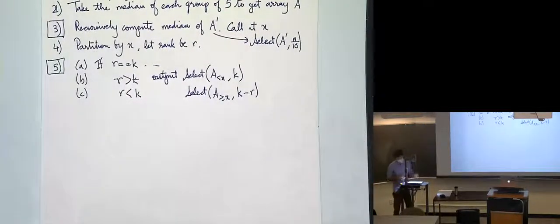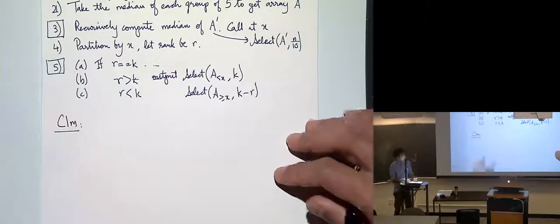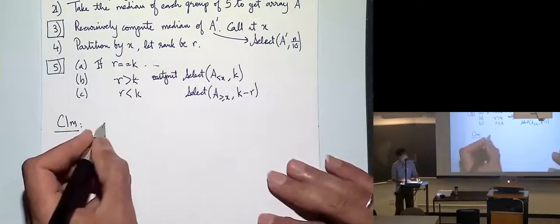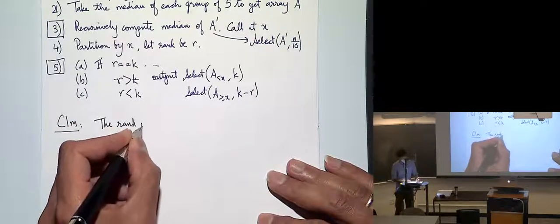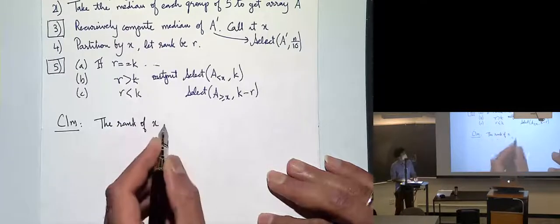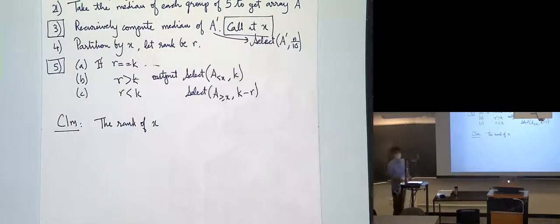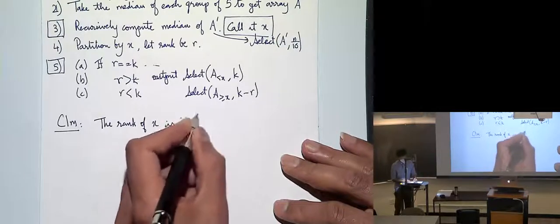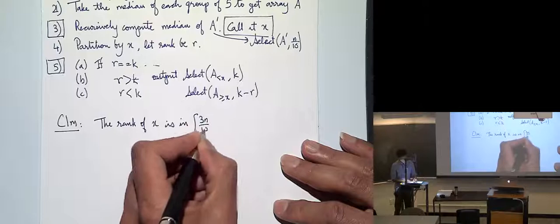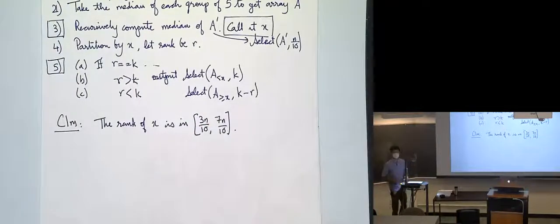Okay, so let's first prove a claim here: that the rank of x, where x is this median of medians, is between 3n over 10 and 7n over 10. Okay?